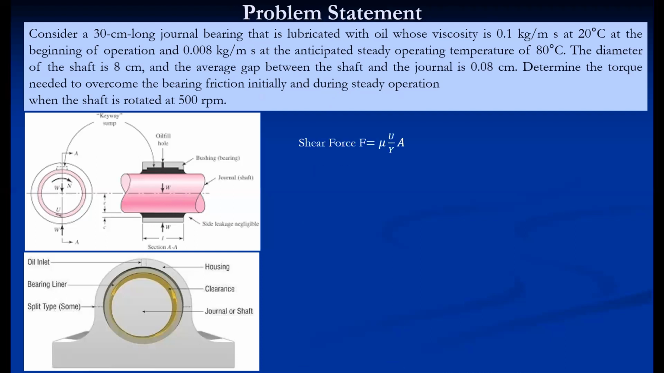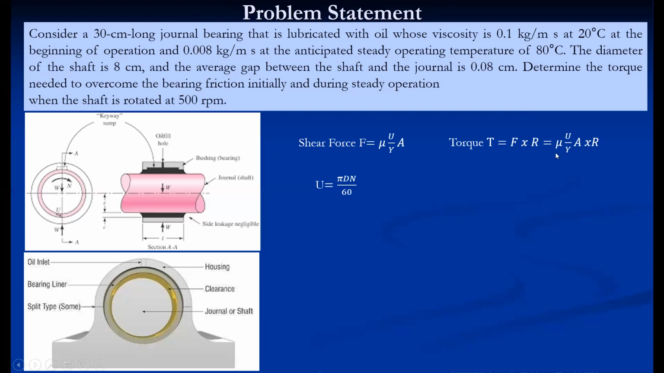So according to Newton's law of viscosity, shear force. Torque means shear force expression is required in most cases. Shear force is mu u by y into A, and the torque is force into radius of the shaft, obviously. This is the expression of torque. If we put the value of F here, this is the expression. Now we have to calculate this torque at the beginning, considering the viscosity 0.1, and at the steady state operation, considering the viscosity during the steady state, which is reduced because of increasing temperature.